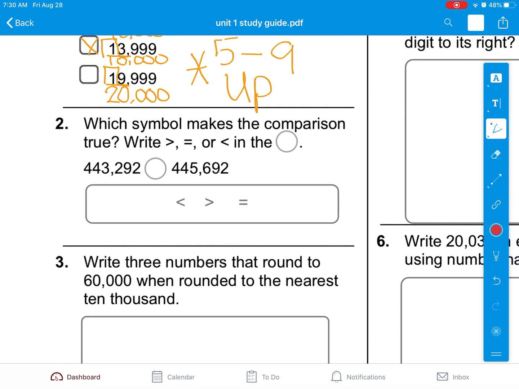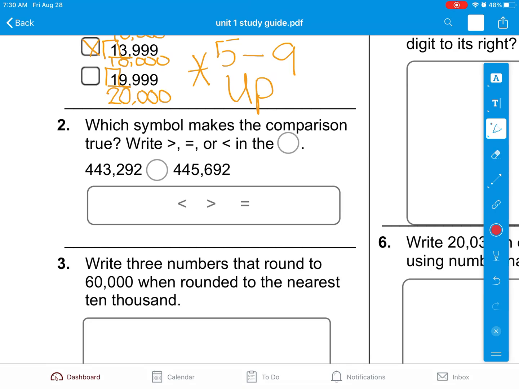Alright, next you're going to write the symbol that makes the comparison true. So the alligator wants to eat our bigger number. So if I look at these two numbers, this one is larger. I'm going to choose that one.